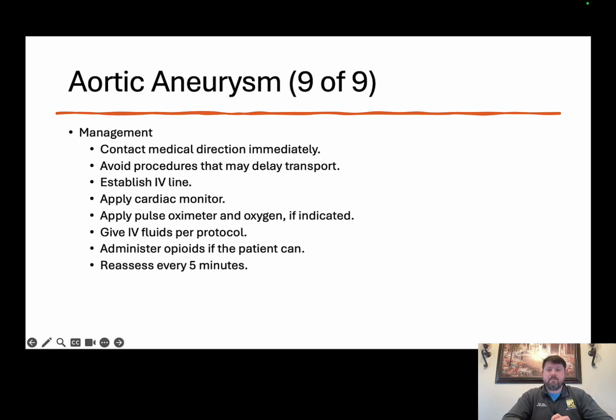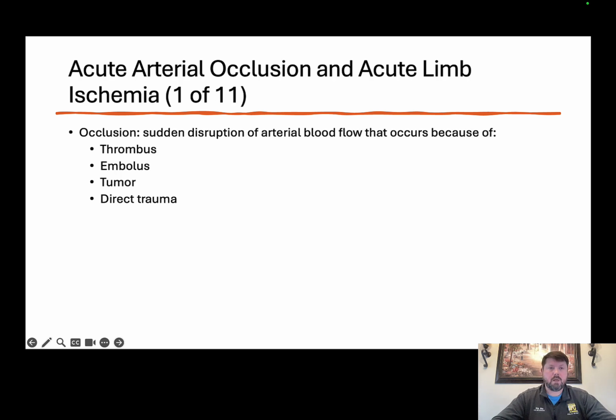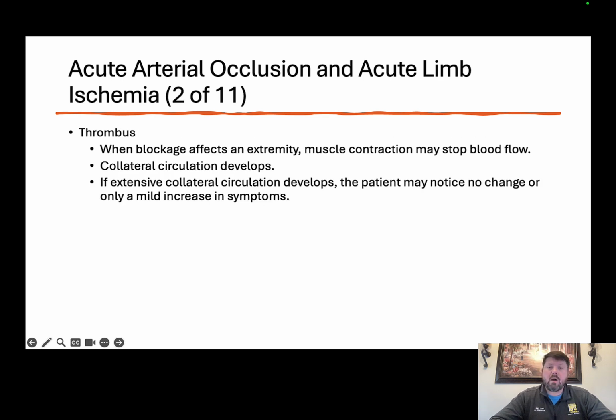Your management: the goal of pre-hospital management is to provide adequate pain relief and rapid transport. Acute arterial occlusion and acute limb ischemia. An occlusion is a sudden disruption of arterial blood flow that occurs because of a thrombus, an embolus, a tumor, or direct trauma. When a blockage affects an extremity, blood flow to the muscle is limited. During exercise, muscle contraction may stop blood flow.